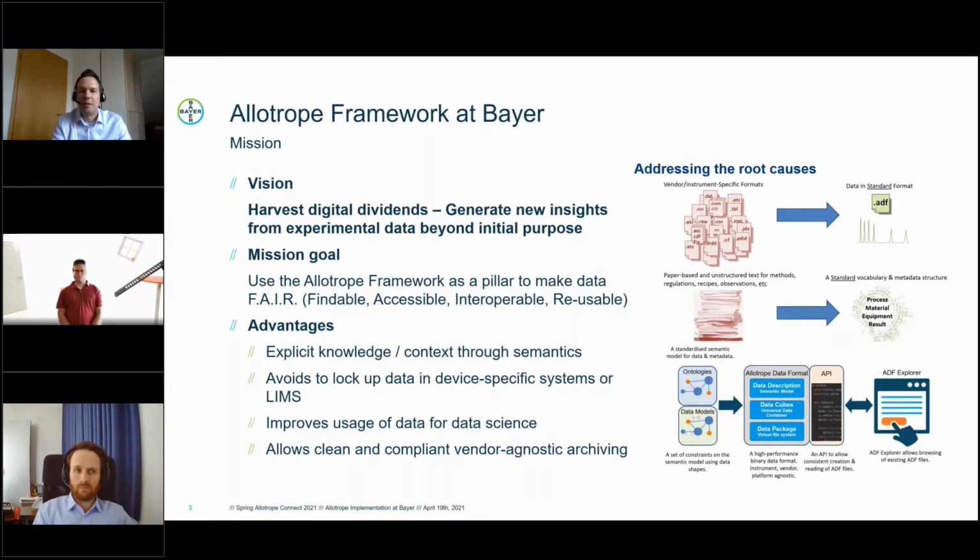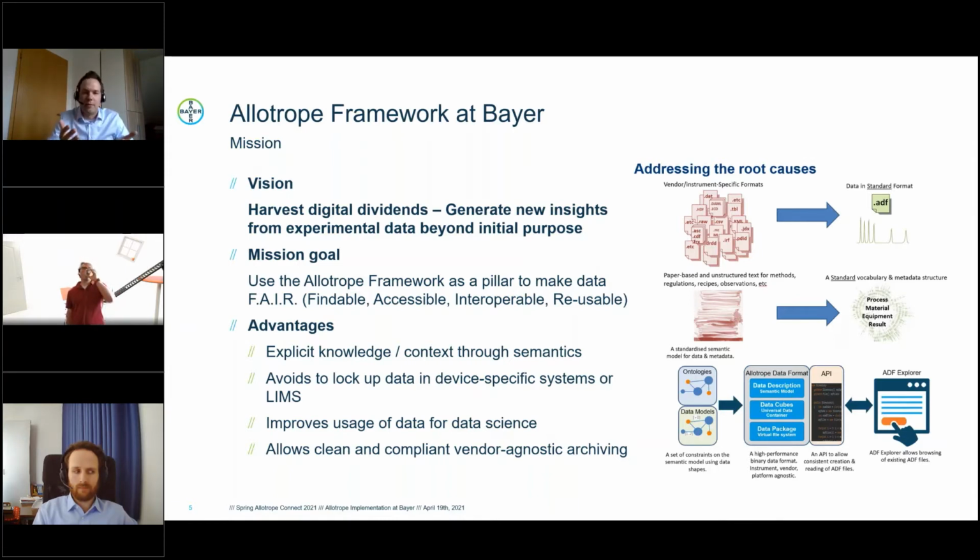And this is maybe then a second meaning for harvesting the digital dividend. So we and many other companies have now invested a long time into this Allotrope topic, and it has grown. We now have a matured format, for example, with ADF. And now we can roll this out on a broad scale. Let me quickly summarize the advantages.